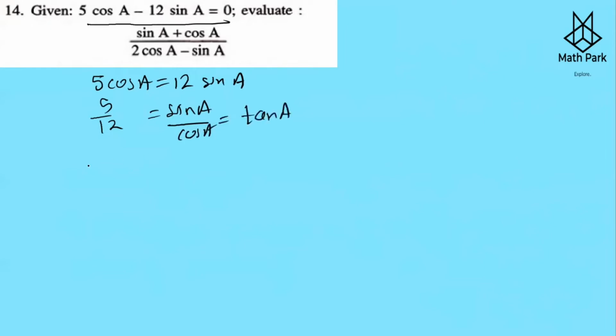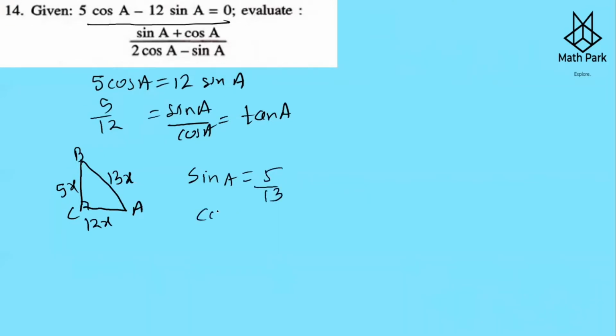Let us draw a right triangle where A is an acute angle. When we are given tan A is equal to 5 by 12, this is 5x and this is 12x. So by Pythagoras theorem, we get this as 13x. 5, 12, 13 is a Pythagorean triplet. So let us now find sine A. Sine A is equal to opposite by hypotenuse, which is 5 upon 13. And cos A is equal to adjacent by hypotenuse, that is 12 by 13.